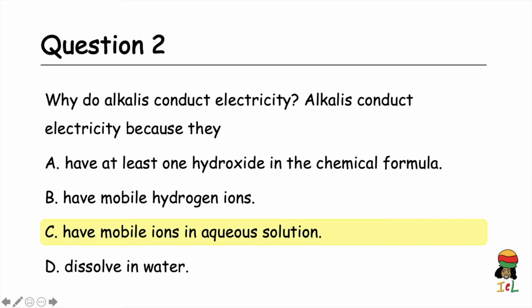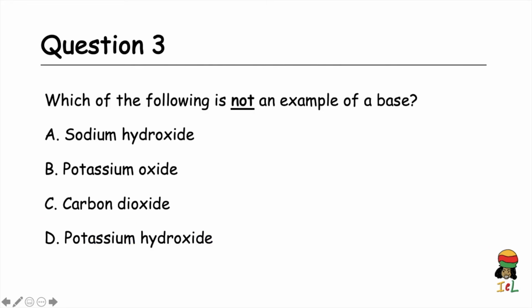The answer is C. Alkalis conduct electricity because they have mobile ions in aqueous solution. Question 3. Which of the following is not an example of a base? A. Sodium hydroxide. B. Potassium oxide. C. Carbon dioxide. D. Potassium hydroxide.